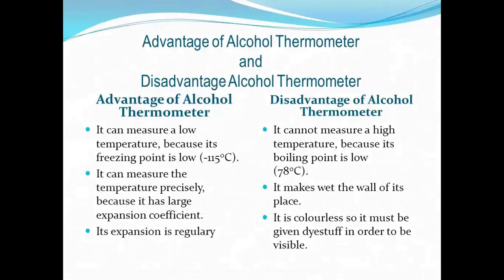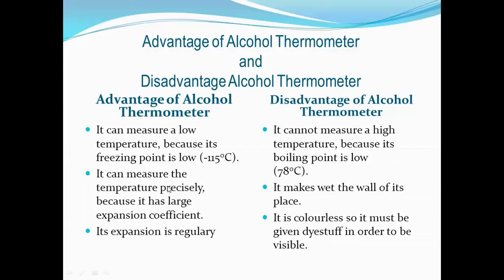Now, advantages and disadvantages of using alcohol inside the bulb of a thermometer. Now, advantages of alcohol inside the thermometer. First one, it can measure low temperatures because its freezing point is low. The freezing point of alcohol is negative 115 Celsius. That's why it is suitable to measure low temperatures. So this is one of the advantages.